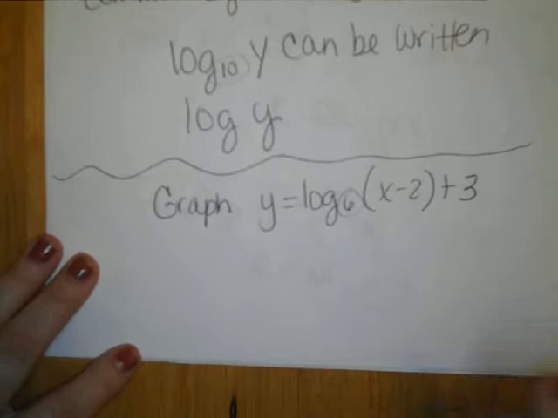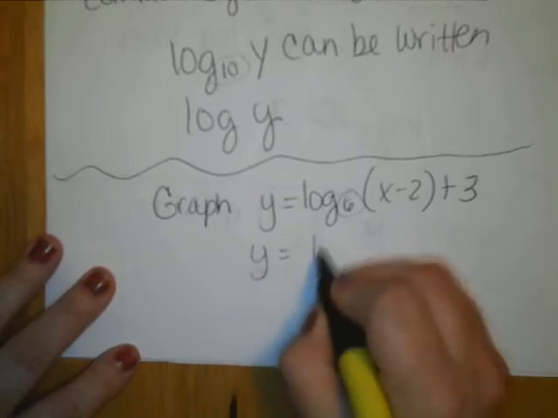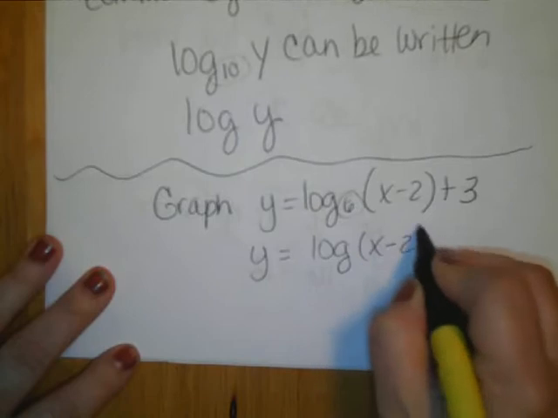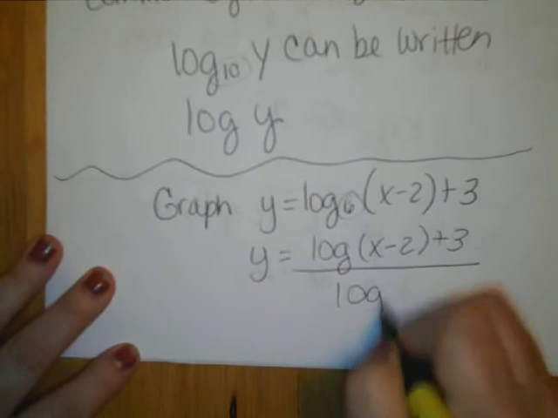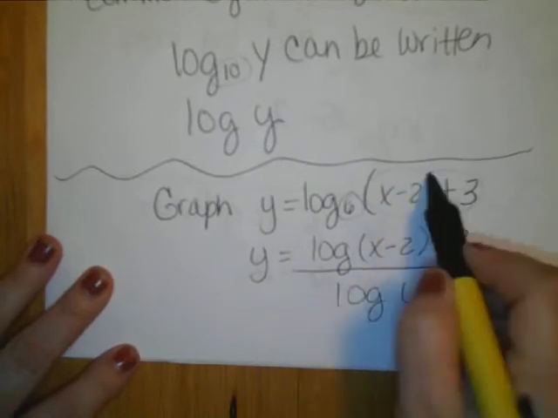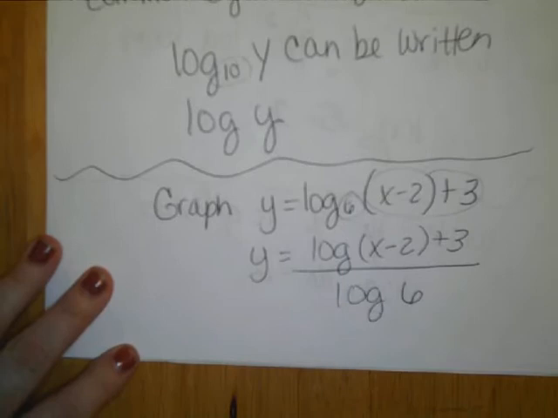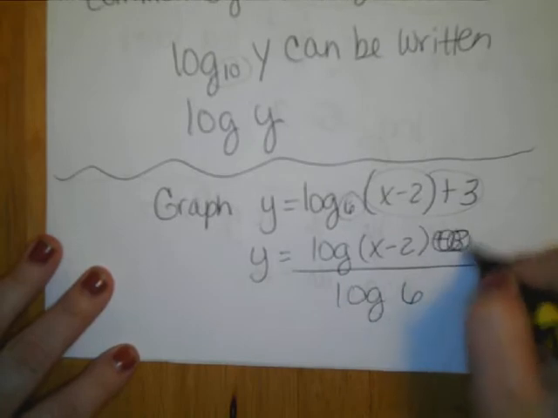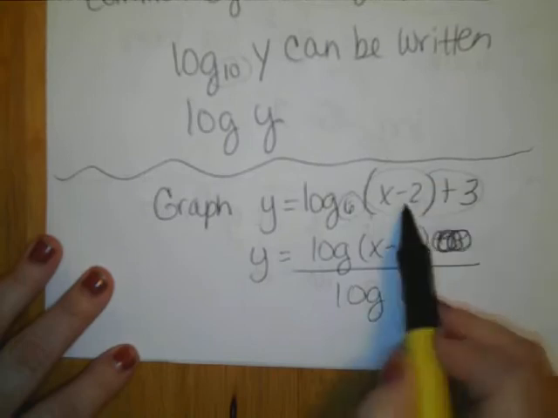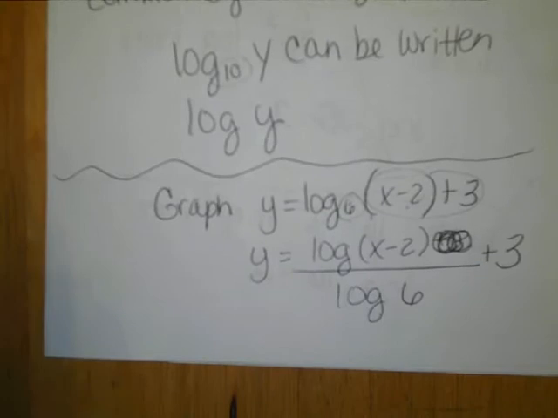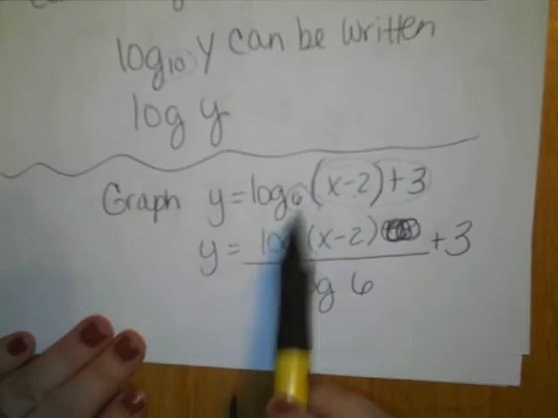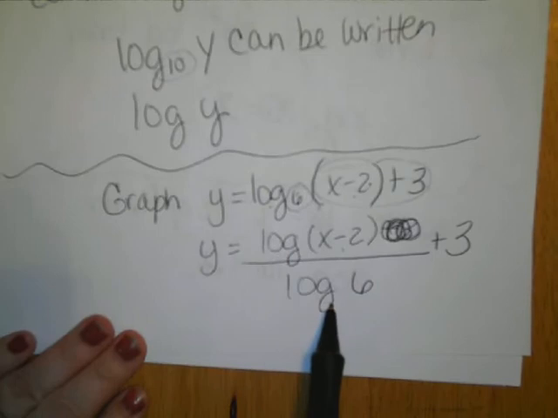We have to make it into base 10. So what we're going to do is we're going to say y equals log of x minus 2 over log of 6, plus 3. Remember, the log of this over the log of that. Actually, because there's parentheses around this, it goes with the log, and this 3 goes on the outside. I apologize. So I'm taking the log of this over the log of this plus 3, because this 3 was hanging out on the outside.